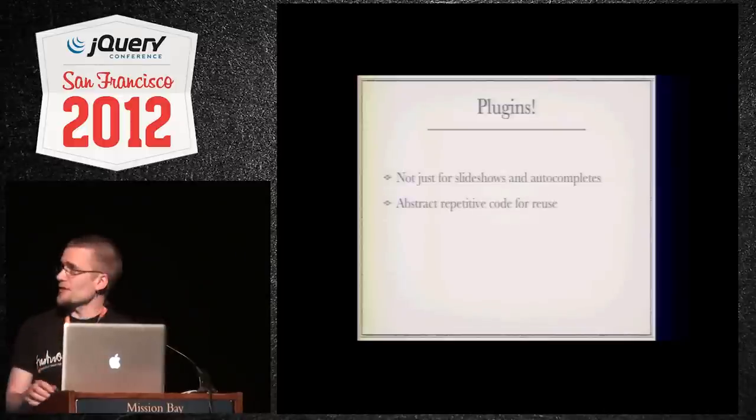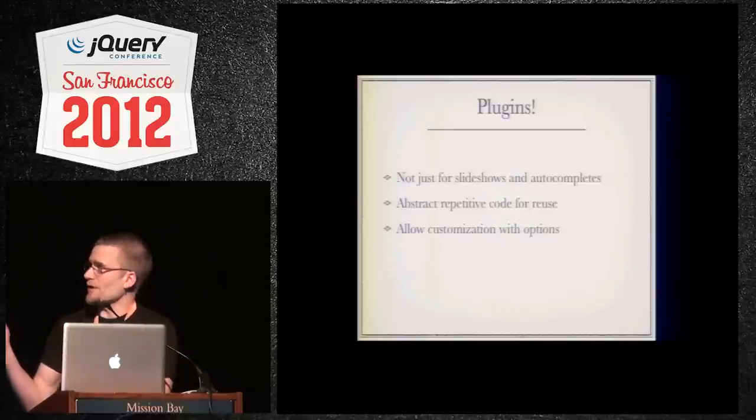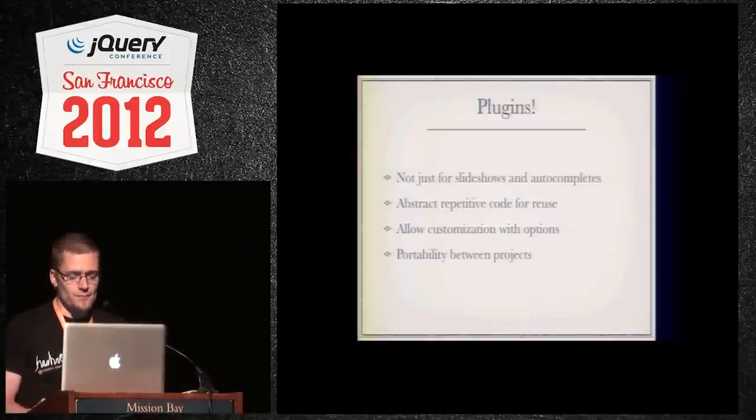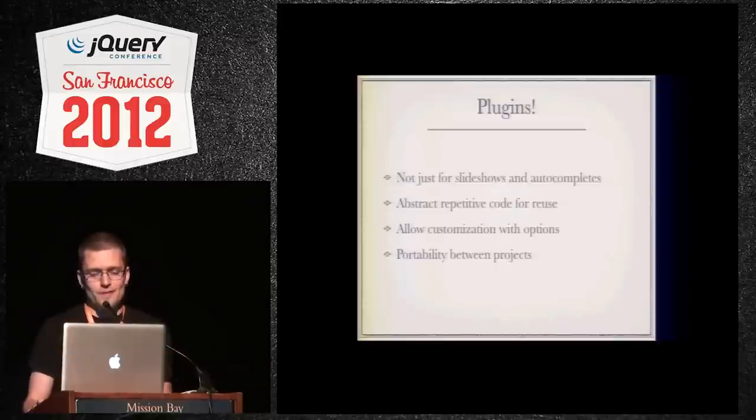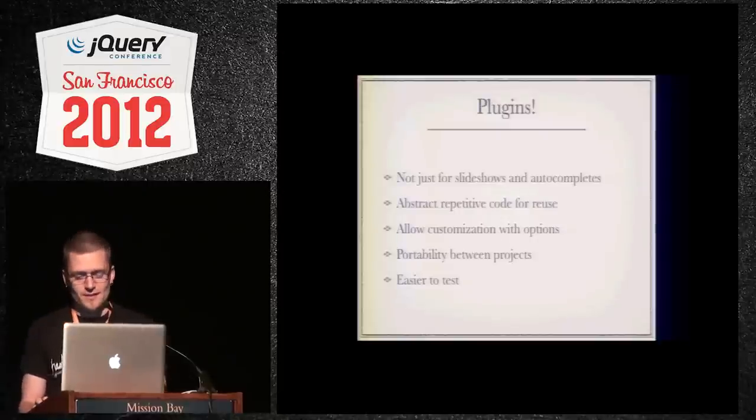They abstract repetitive code for reuse, which is nice. You're not copying and pasting like the dynamic drive days, if anyone remembers that. It allows you to customize by passing in an options hash. The usual plugin pattern, rather than having 12 arguments and passing in null for 8 of them, is an options hash where you just add the options that you need to override. You've got portability between projects. It's very easy to encapsulate plugin code and move it from one project to another simply by including that file. And it's easier to test, as we've already seen.